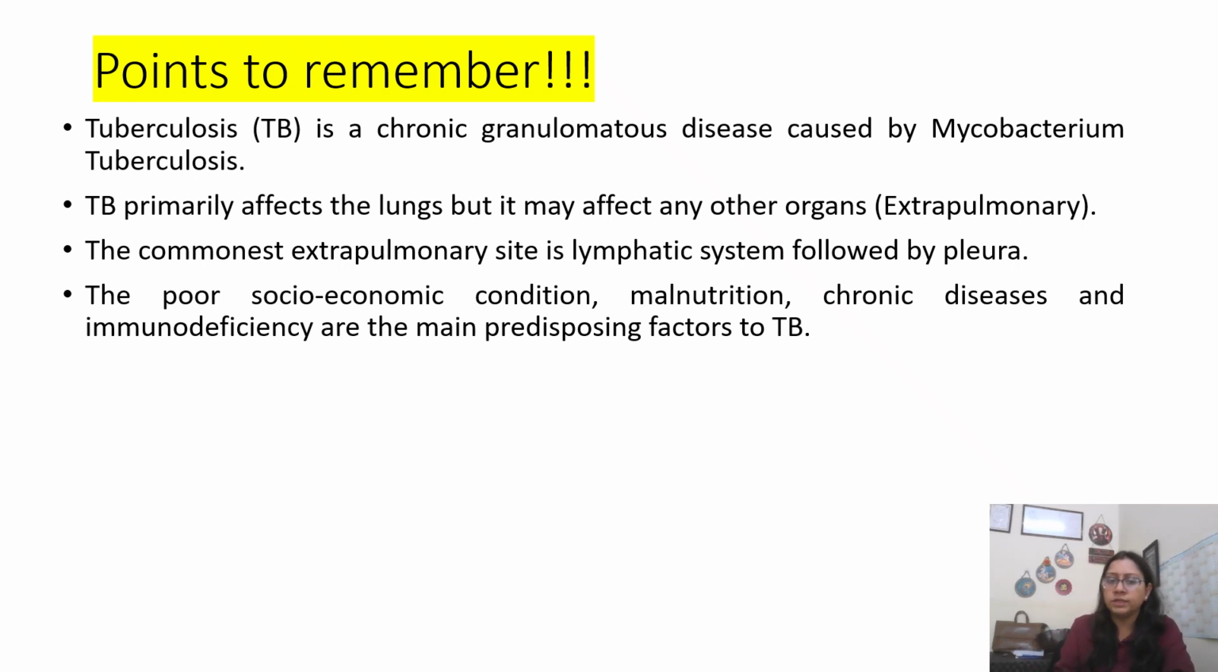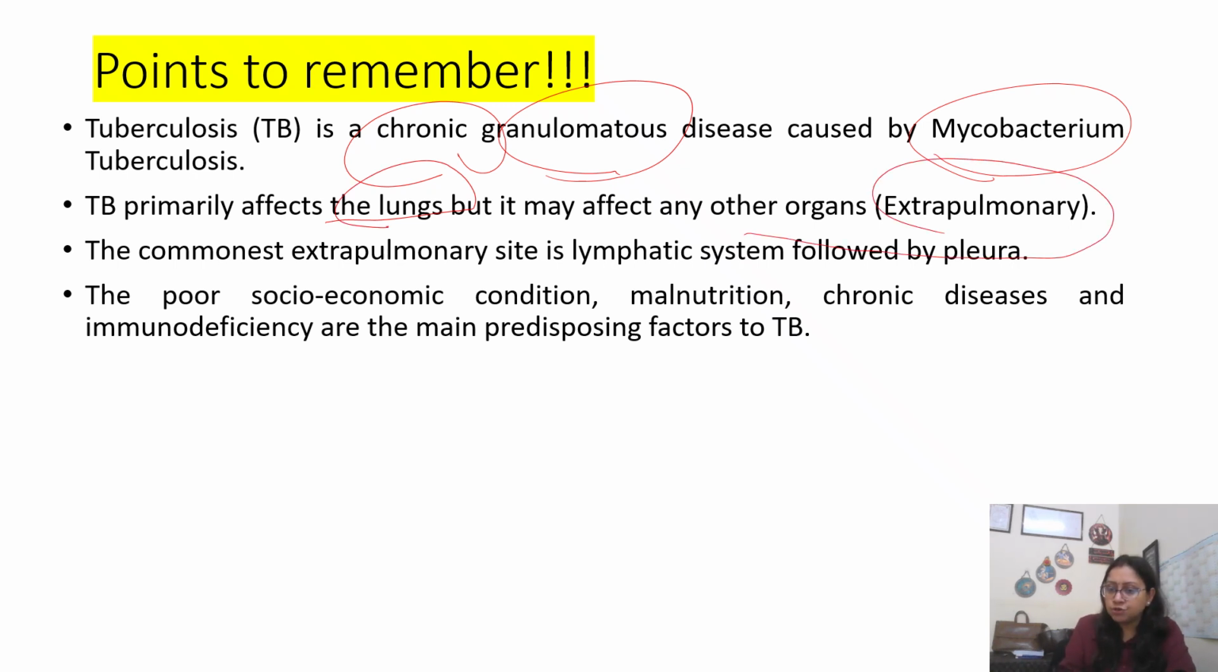Just to remember a few points. Tuberculosis, as we all know, is a chronic granulomatous condition, usually caused by Mycobacterium tuberculosis. TB primarily affects the lung, correct? But it may affect any other organ, which we call extrapulmonary. The most common extrapulmonary site is the lymphatic system. We get lymph nodes in the cervical region, where the patient comes with matted lymph nodes. That is also a presentation of extrapulmonary tuberculosis.